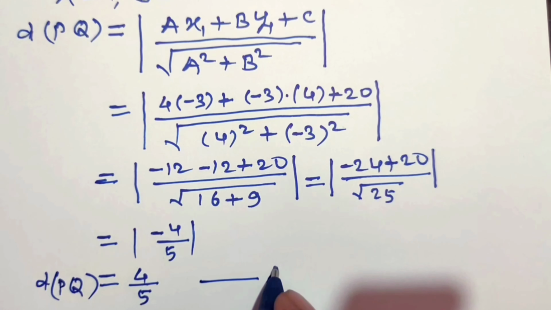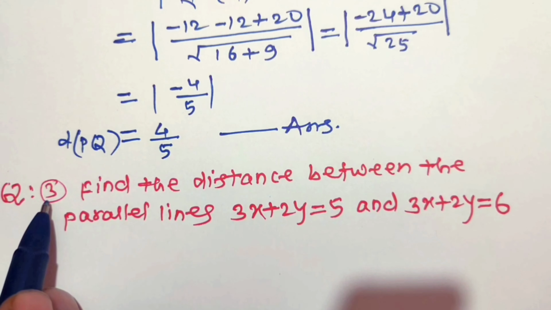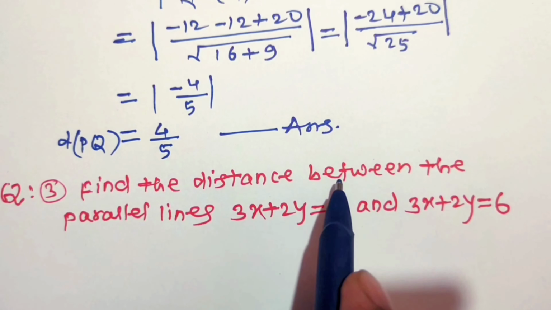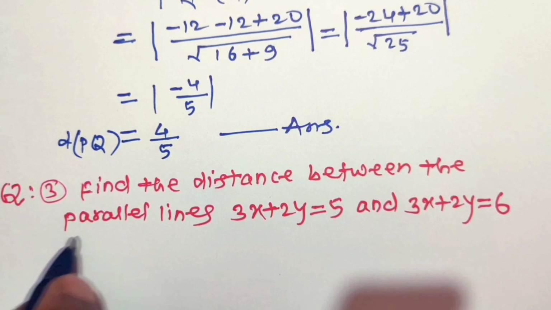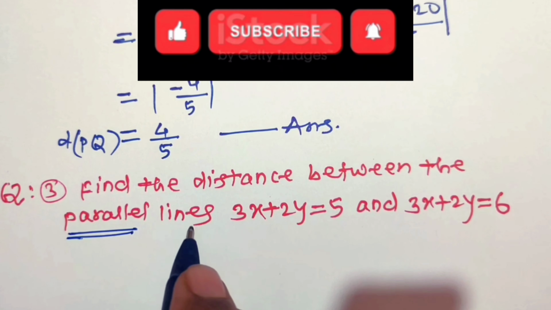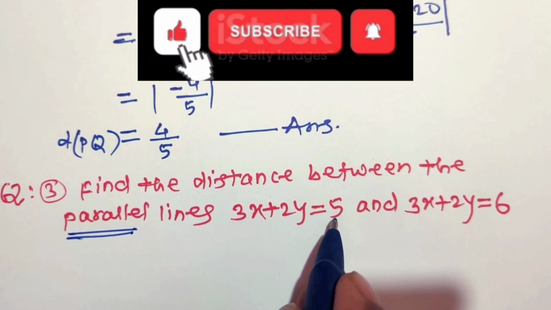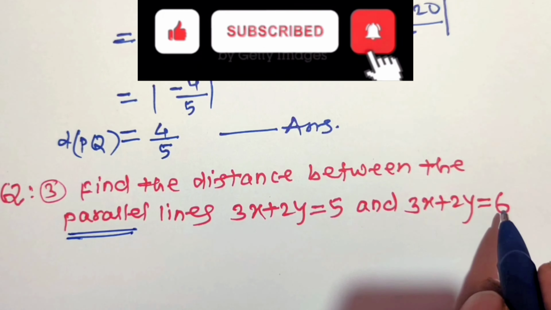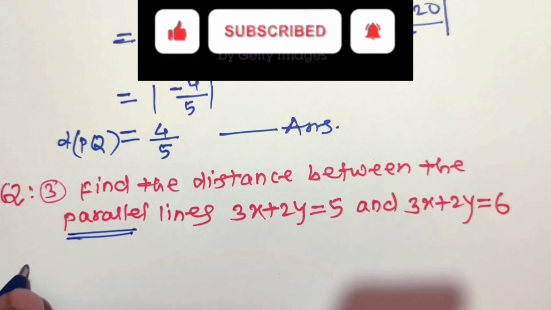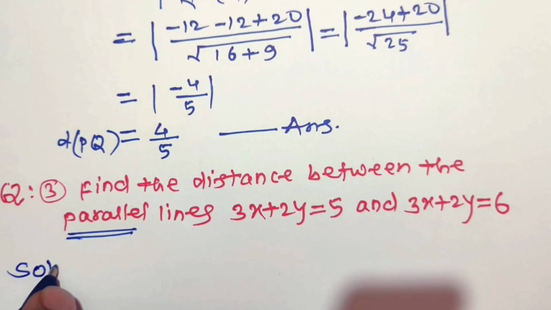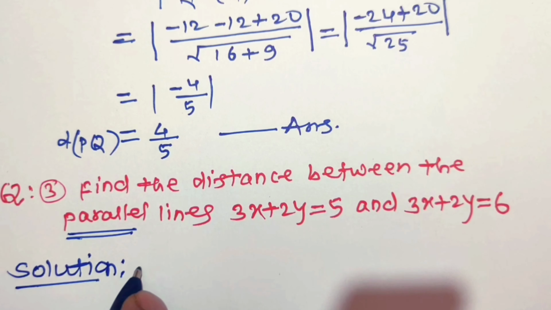Now, let us solve question number 3. Find the distance between the parallel lines 3x plus 2y is equal to 5 and 3x plus 2y is equal to 6. You know, these two lines are parallel. Means what? Only constant terms will be different.